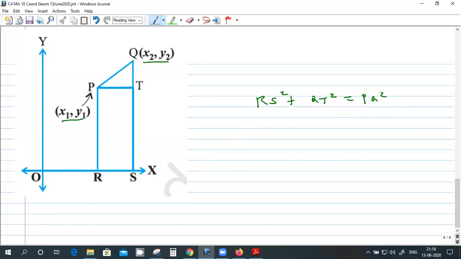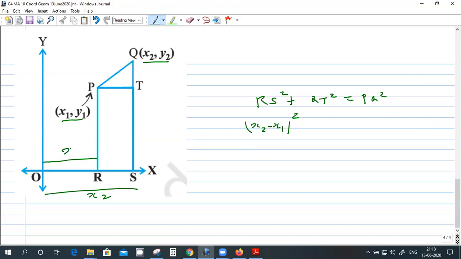No, RS is X2 minus X1. Because this is the coordinate, so this distance is X2. That's the meaning of this coordinate. So this distance is X2. And how much is this distance?